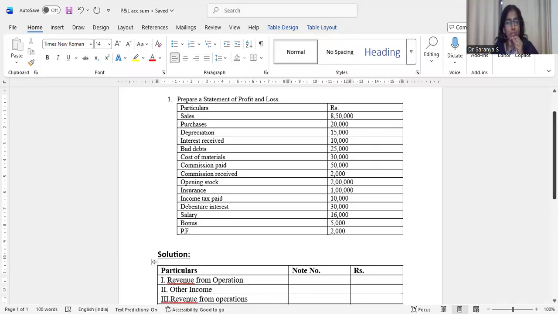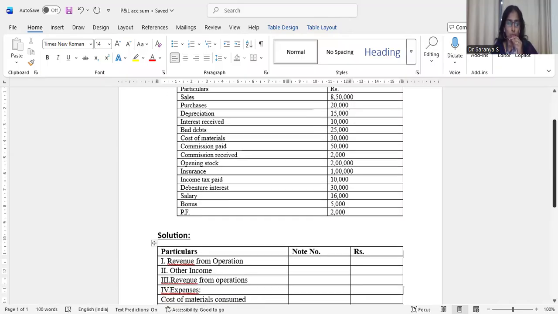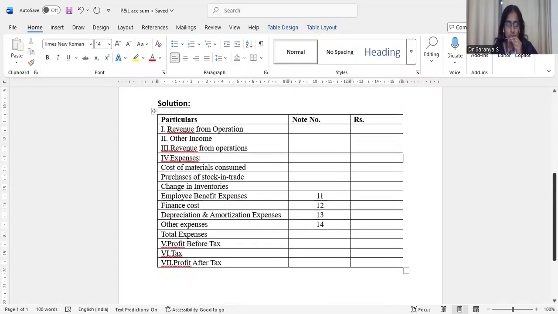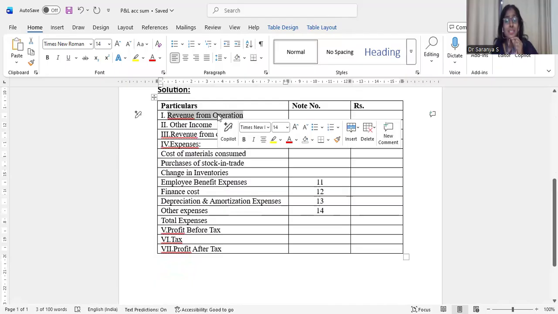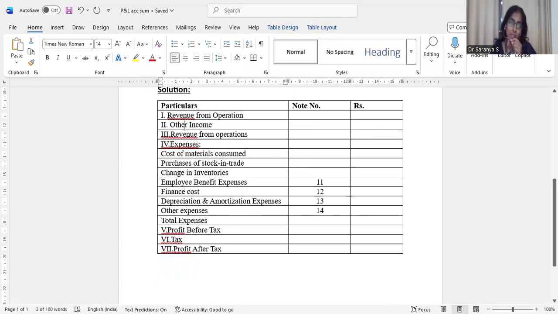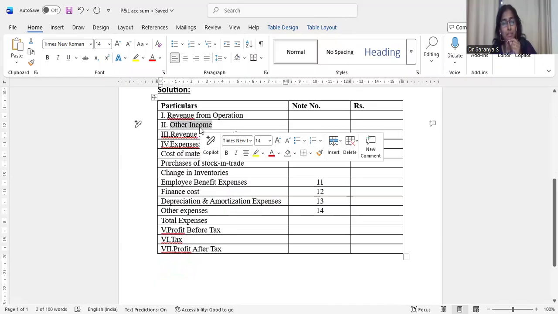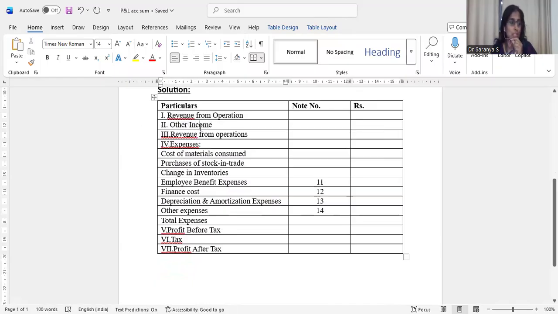So we have various items. We will go through the format now to prepare the solution. I hope it is visible for you. The first one is revenue from operation. It's nothing but sales: how much revenue we earned from our business operation. That will be the answer. Other income: we would have received some interest, commission, or dividend. Any other income will come under here.